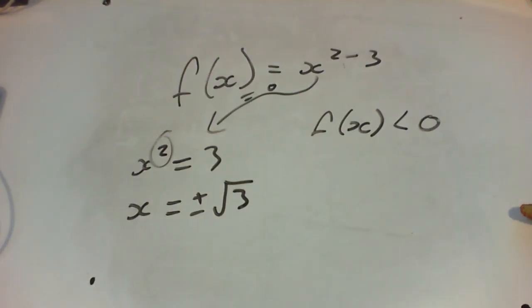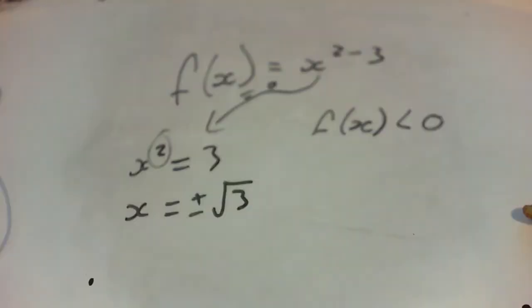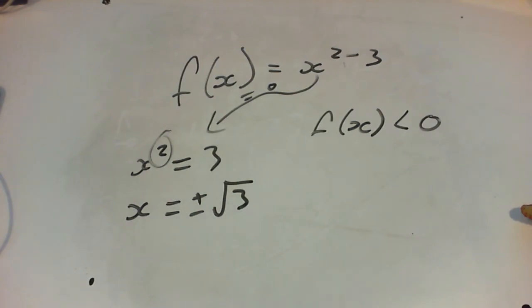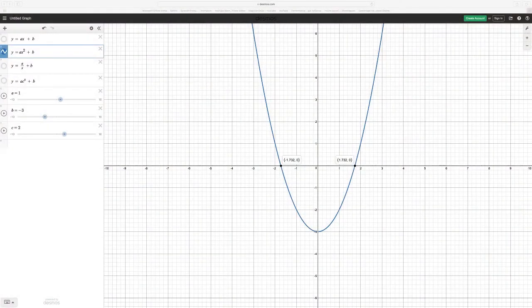And now once again, let's move back over here. So we know this is plus minus root 3, and we can say that the values of x where f of x is less than 0 is from minus root 3 to positive root 3. So from a negative square root of 3 to positive square root of 3.